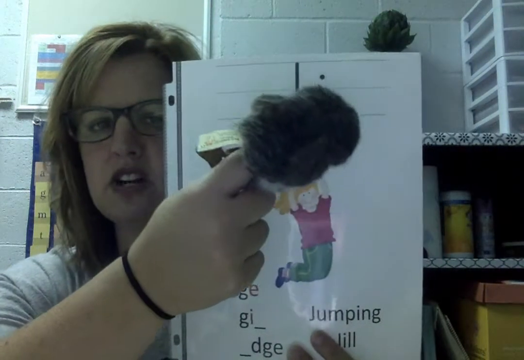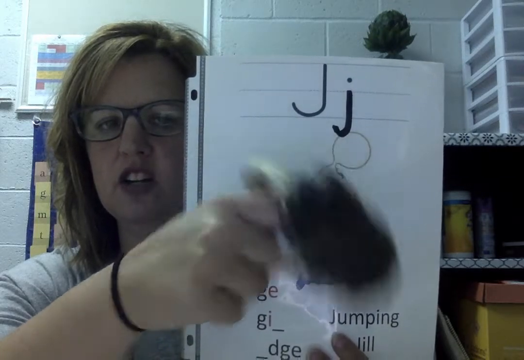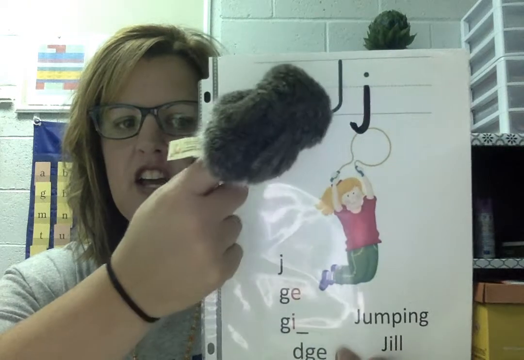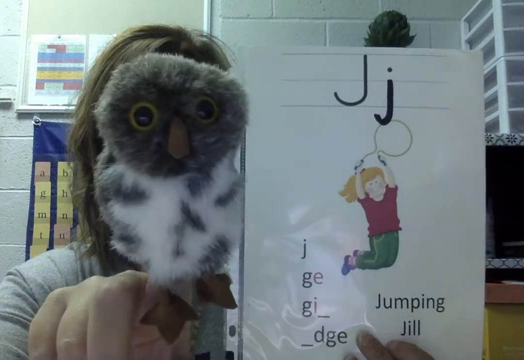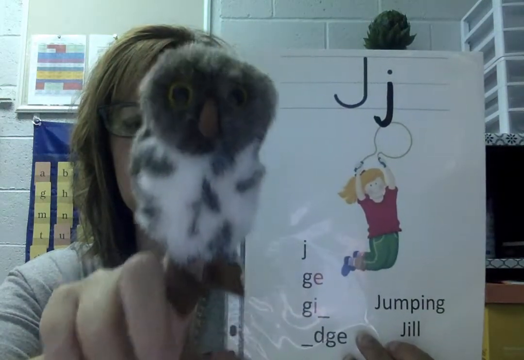These are both going to be worm line letters, and my one letter J got cut off, so I'm going to fix that real quick. There we go. Okay, notice we start at the plain line, but we come all the way down and we hook to get that worm. And this is jumping Jill. J, jump, J.